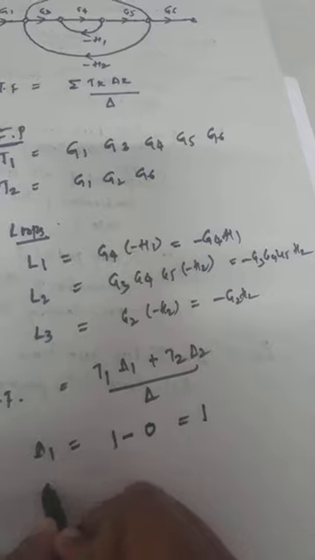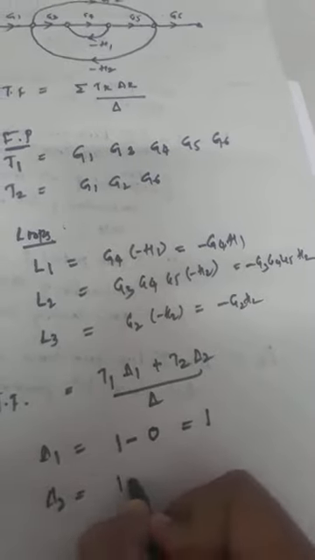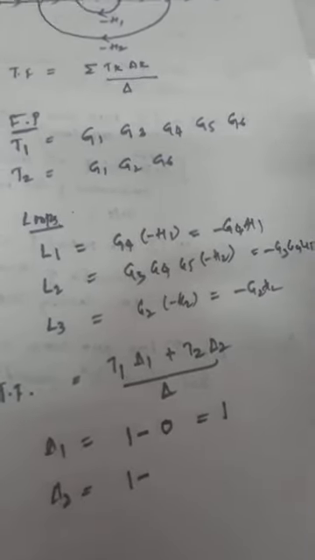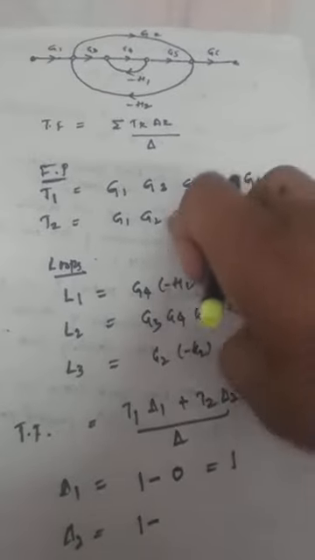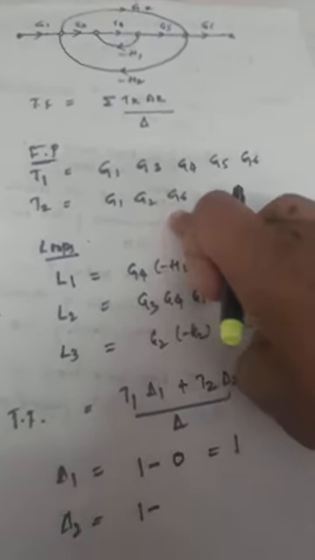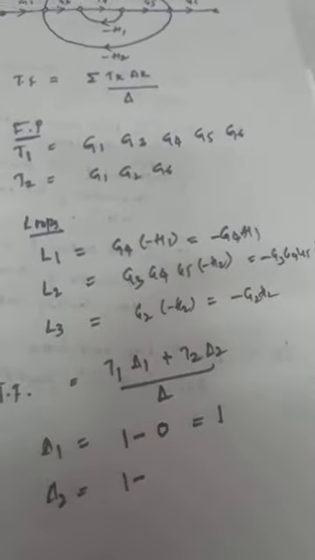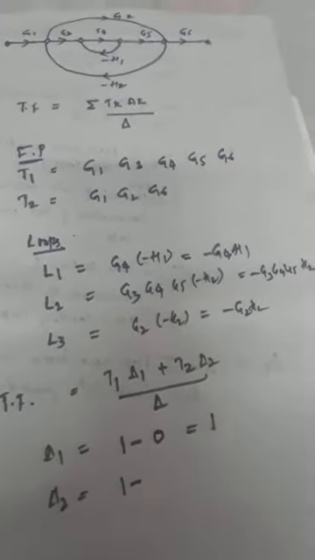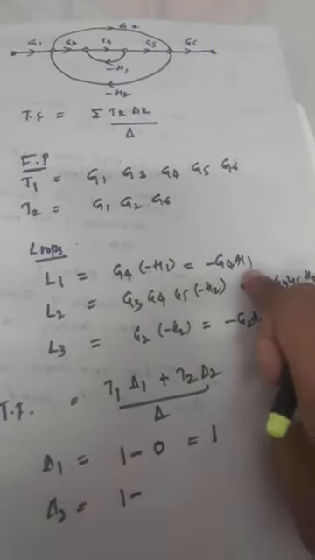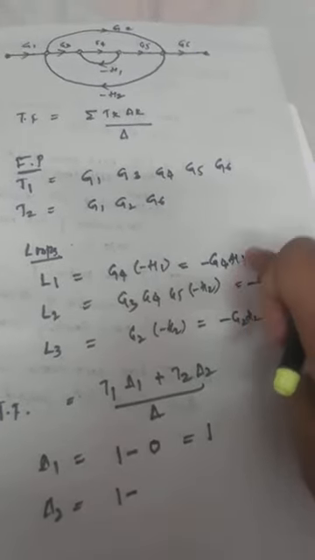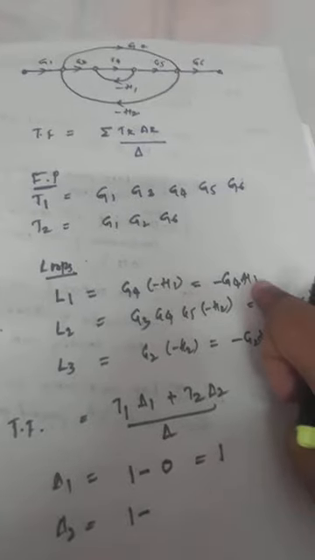Similarly, delta 2 is equal to 1 minus, you should write the loop which is not touching the second forward path. Here the second forward path is G1, G2, G6. Okay, the first loop is what here? First loop is G4, H1.